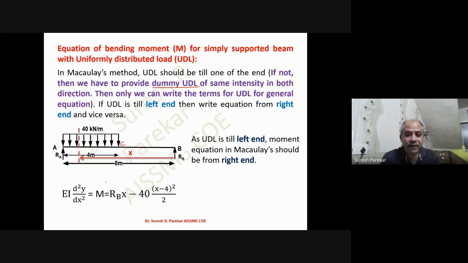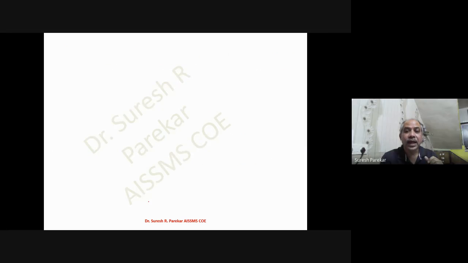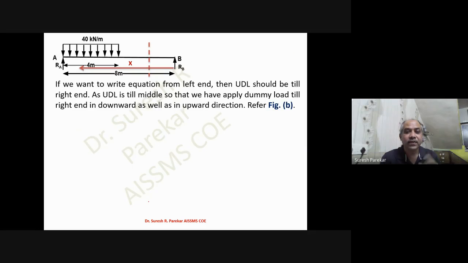Now again, where we have changed the bending moment equation, I have to write down compartment. So this is my first compartment between B to C, and from C to A, I have this as another compartment. And likewise, we can have this equation. Now, if for this we are interested to write down equation from left hand, then UDL should be till right hand. As UDL is till middle, we have to apply dummy load till right hand in downward direction as well as in upward direction.